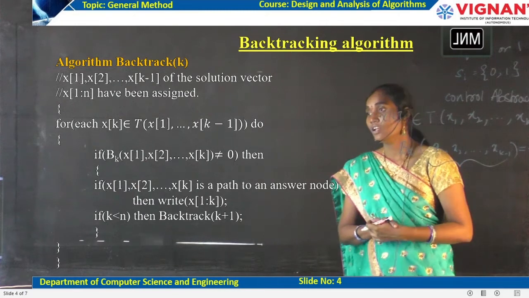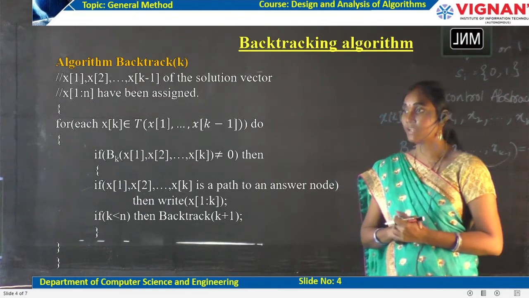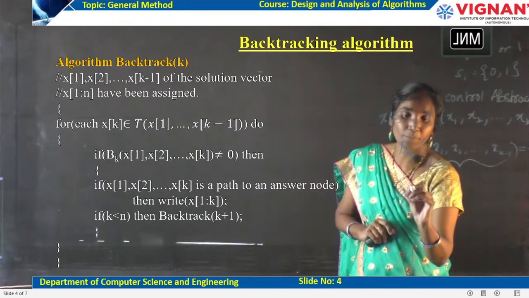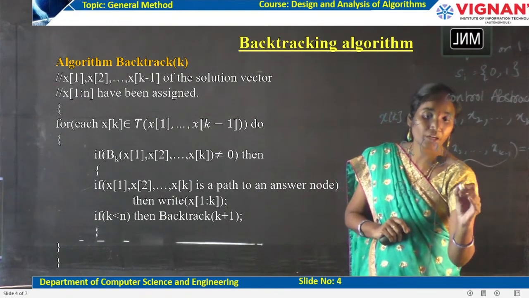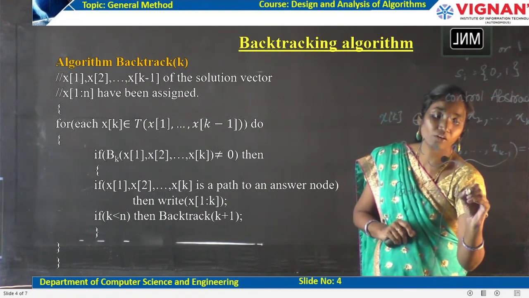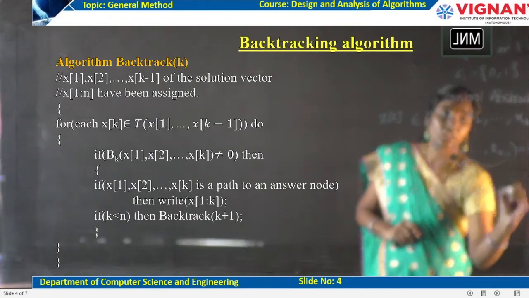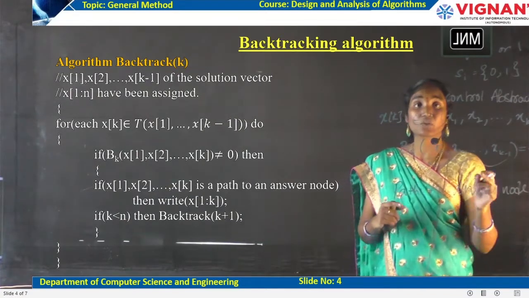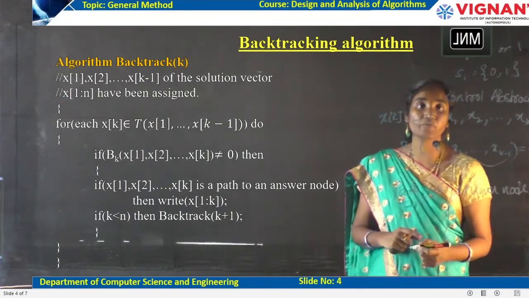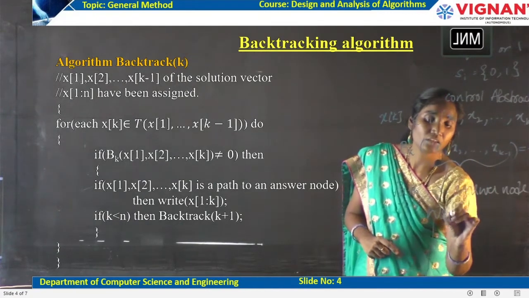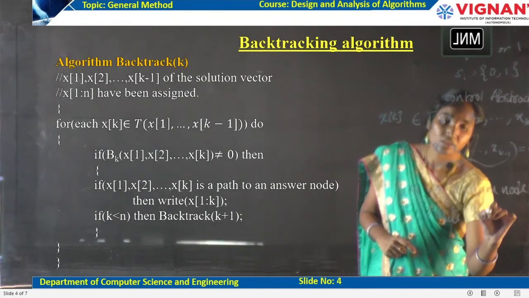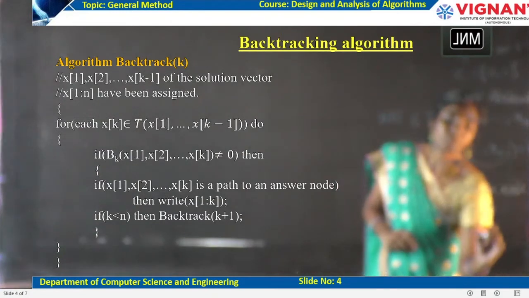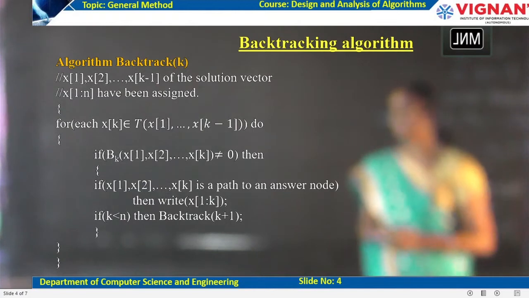Otherwise, if x of 1, x of 2 up to x of k has a path to reach the answer node, that is, there is a path from the root node to the answer node, then in that case I simply write the solution, which is x of 1 to k.